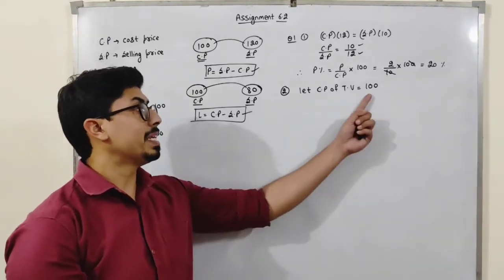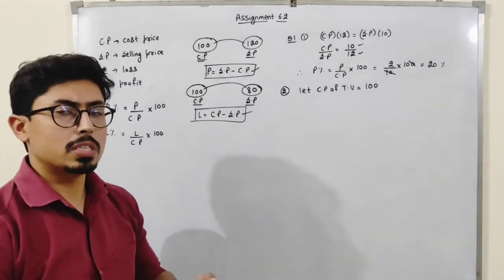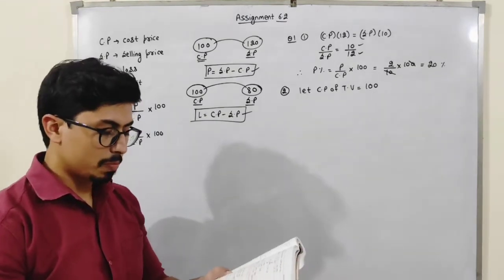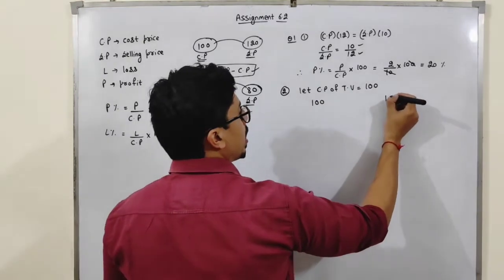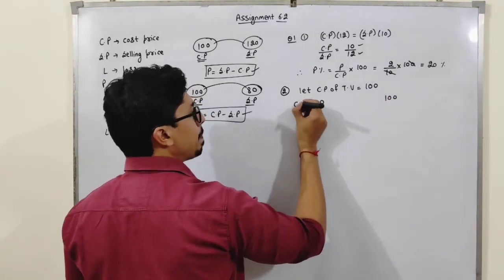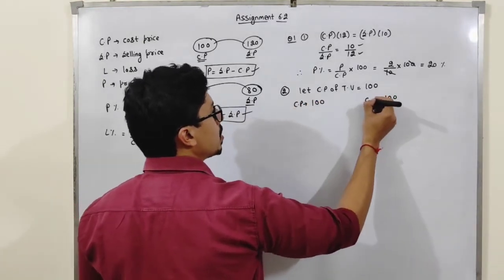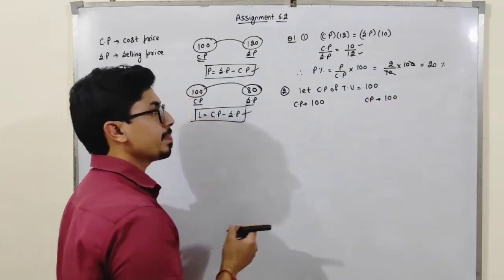This is not 100 rupees. This is 100 ratio of something. Okay, this is a ratio part I am discussing. So he has two TVs and both are same, so that means the CP of both the TVs is 100.